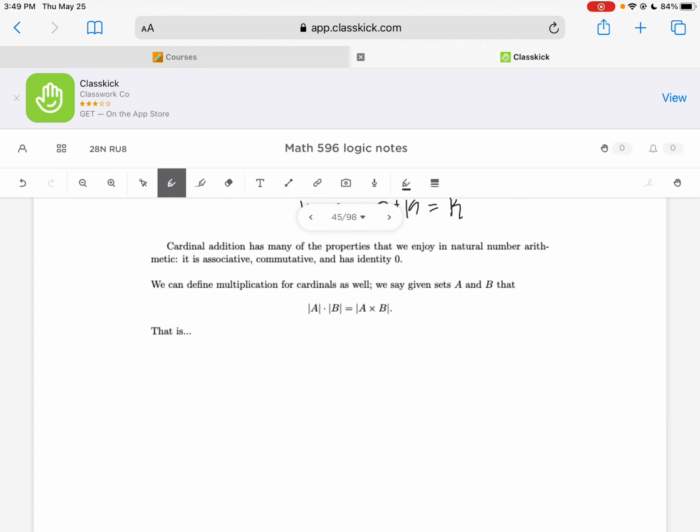Now, we can define multiplication for cardinal numbers as well. So we can say that given sets A and B, we could define the product of the cardinalities of A and B to just be the cardinality of the Cartesian product, which is to say the cardinality of the set of all ordered pairs of the form A comma B, where A is an element of the first set A, and B is an element of the second set B. All right, so we can check pretty easily that this is going to give you the same kind of multiplication that you would expect for finite cardinals.